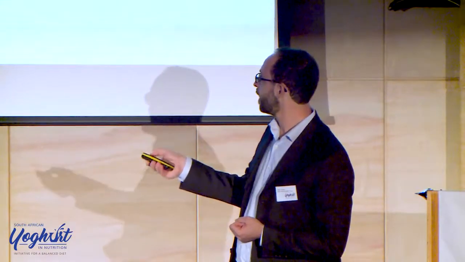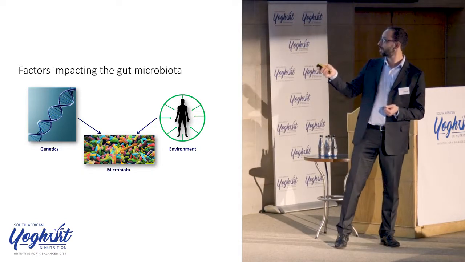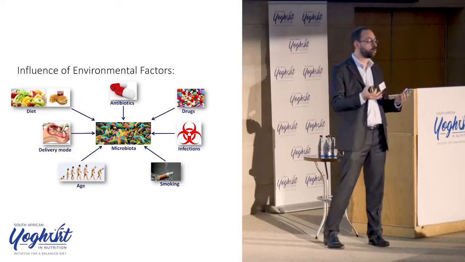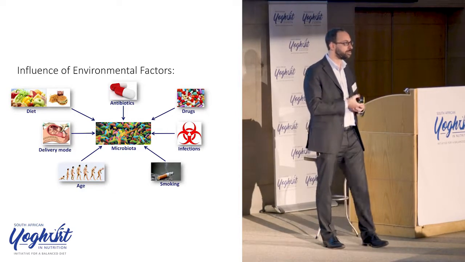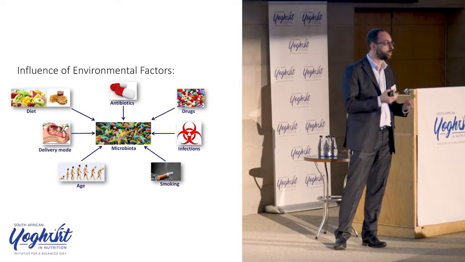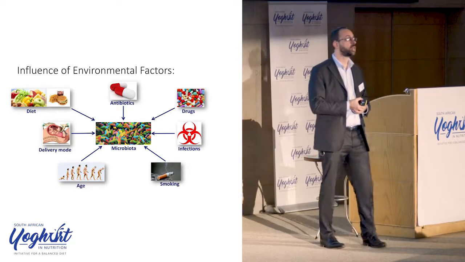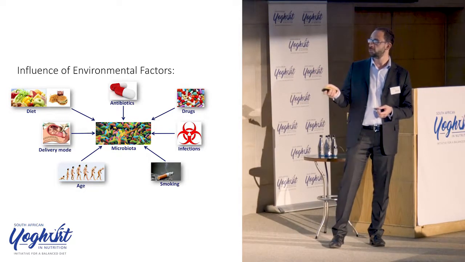Our microbiota is under a double influence. First, it is influenced by our own genetics, but it is also influenced by several environmental factors. Among these environmental factors, antibiotics are obvious, and you probably all experienced this impact on your microbiota if you take wide-spectrum antibiotics. We also know that other drugs can have some impact on the microbiota: infection, smoking, age, and of course diet.